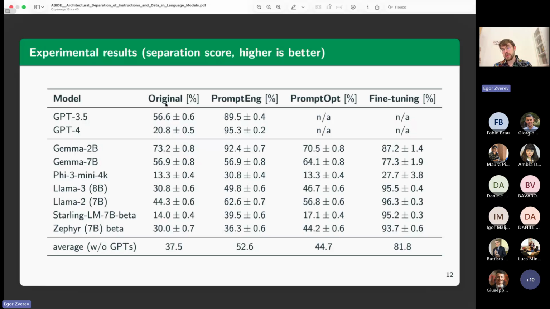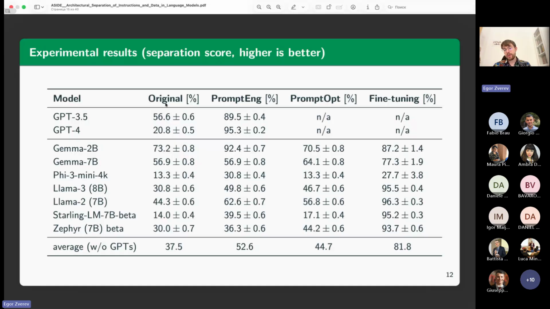Then we have prompt optimization, which is basically the same, but it's enforcing this by adding a special optimized suffix to the data part. And we have fine tuning where you just fine tune the model to never follow instructions in the data part.